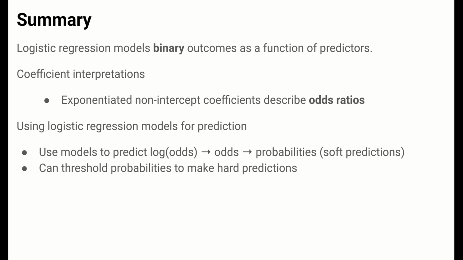So, in summary, we've seen how logistic regression is useful for binary classification problems. Like linear regression models, logistic regression models can be used to describe relationships between an outcome and predictors if we look at coefficient interpretations. In particular, exponentiated versions of non-intercept coefficients capture these relationships in the form of odds ratios. We've also seen how to use logistic regression models for prediction. We can make soft predictions, predictions of the probability of the y equals 1 event, directly from the model by predicting log odds and then converting to probabilities. We can then threshold the probability predictions to make hard predictions.